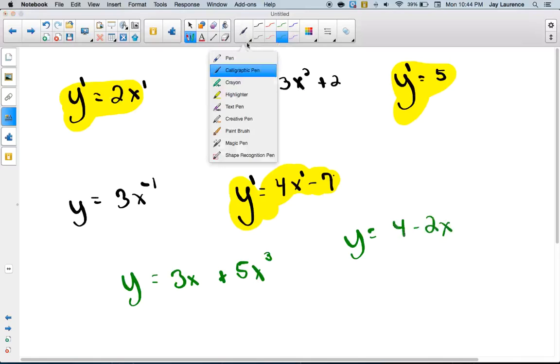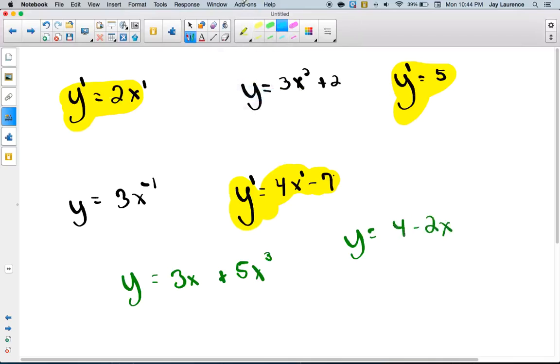Well, the highest exponent is 1, isn't it? And so, yeah, this is going to be linear. I'm going to highlight it.